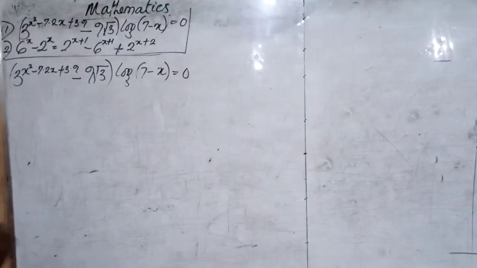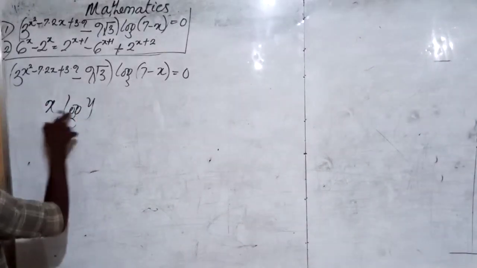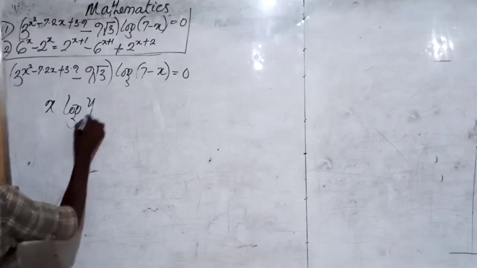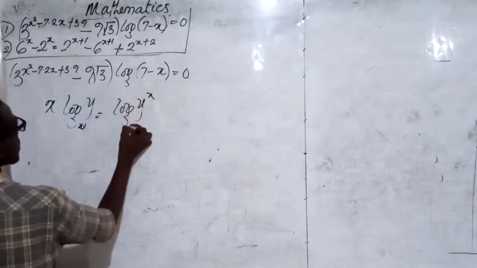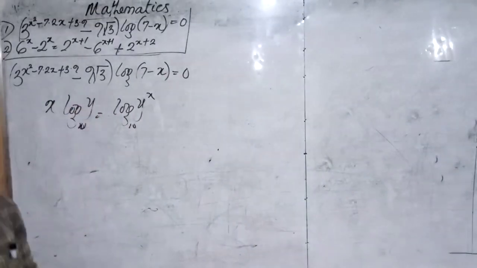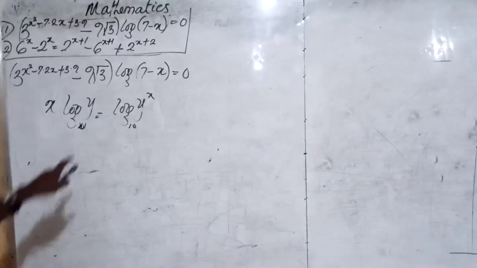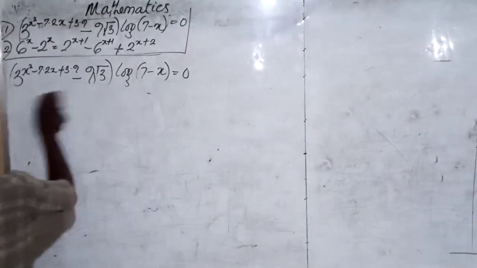So one thing we could do here is this. Do you remember the law? If I have x log y to any base, it is equal to log of y raised to the power x, base 10. So meaning that this number here becomes the power of this y. All right, so I'm going to be using that principle here. So what does that become?